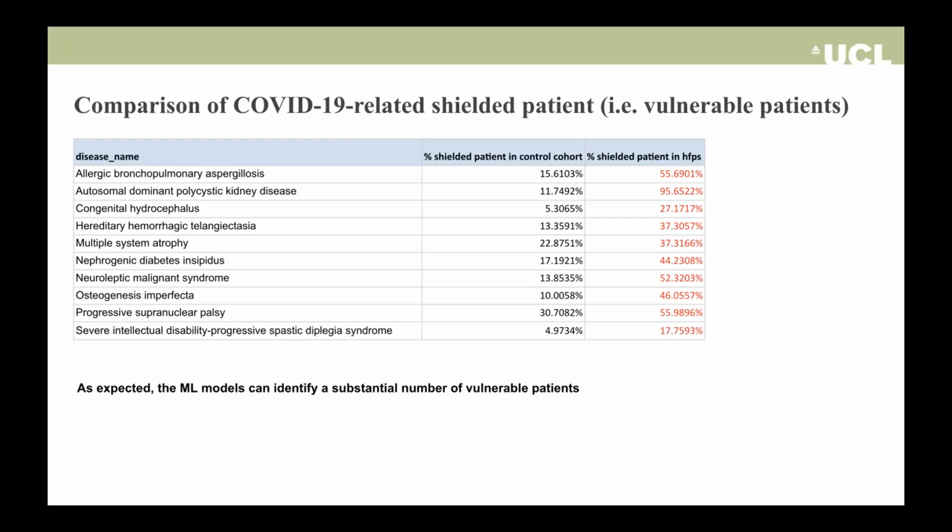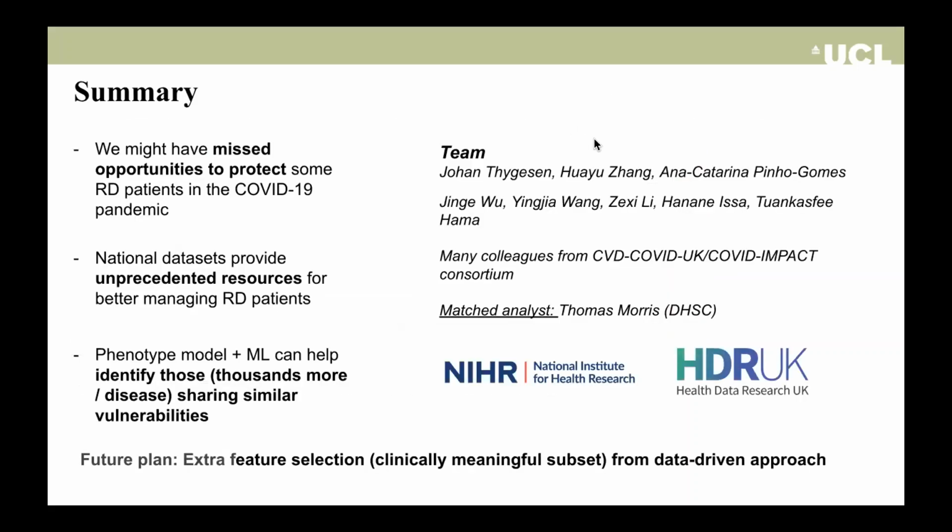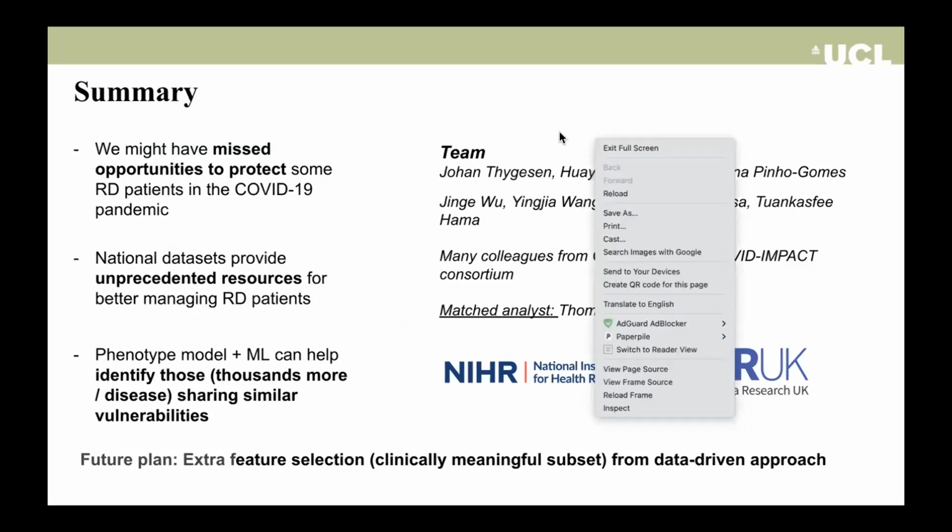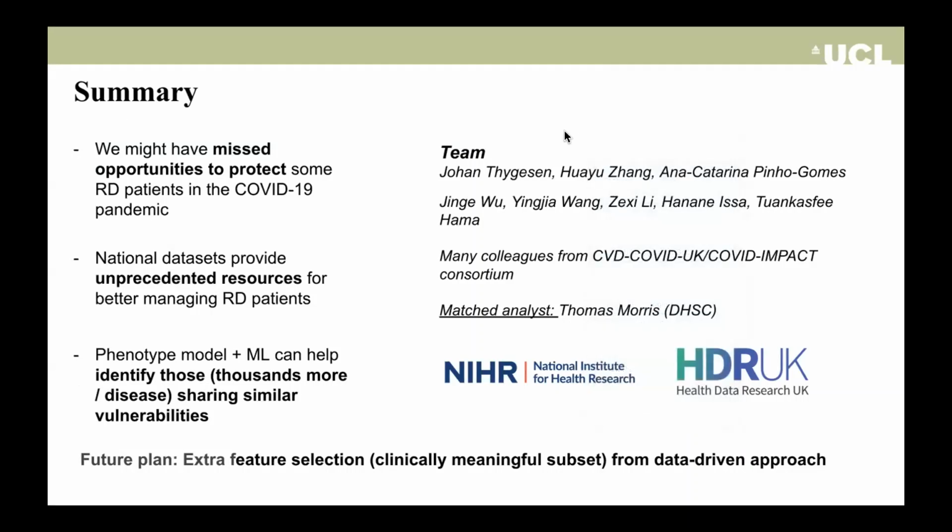And next slide, please. So in summary of the two works, the first thing is that we might have missed the opportunity to protect some rare disease patients during the pandemic. And also the national data set can provide us good resources for better managing rare disease patients. And then our machine learning algorithm plus the phenotypes model can actually help identify a lot of people sharing similar vulnerability but not coded in the current data set.